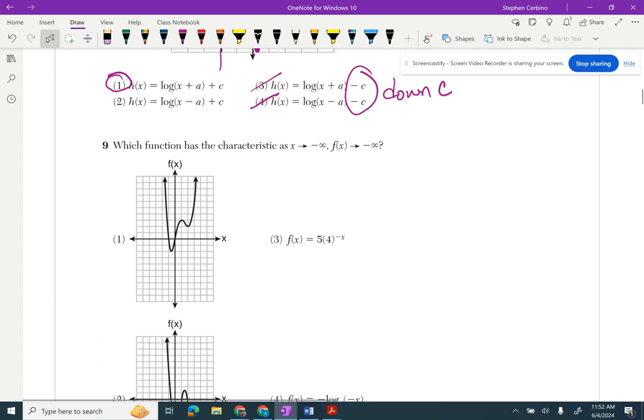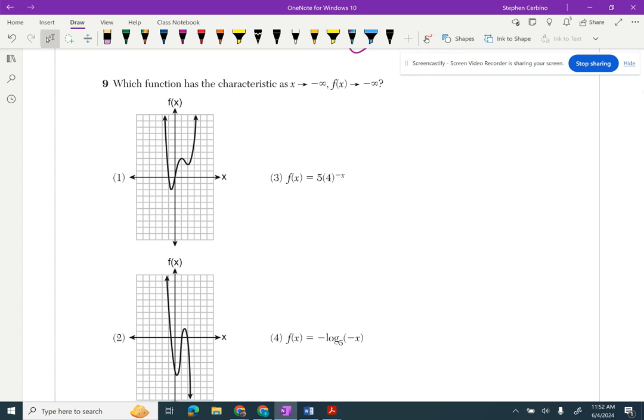So for number 9, what we have to do here is understand what end behavior is. End behavior is what's happening at the ends of the function. The question is giving us one part of the end behavior. This is only half. It's saying as the x values decrease, the function values, the y values, are also decreasing. Meaning this graph is going to be pointing down on the left side of it.